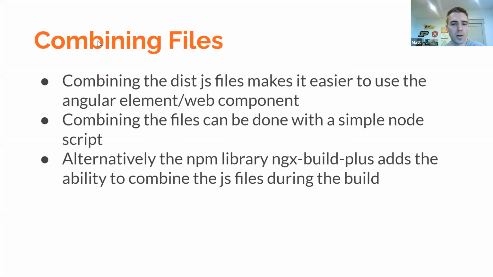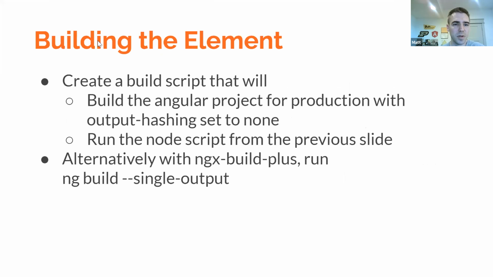Alternatively, there's a library called ngx-build-plus, and that gives you the ability to combine all the JavaScript files into one file during the build process. So that might be an easier route as well. But to build the element, you would build it like a normal Angular project. The only difference is you'll set the output hashing to none. And that just means that the files that output aren't going to have a long hash on the end of them. It's just going to be called like runtime.js.